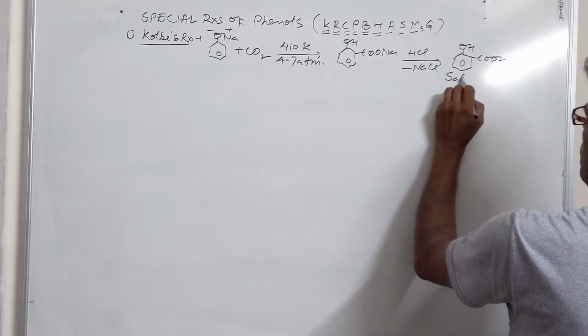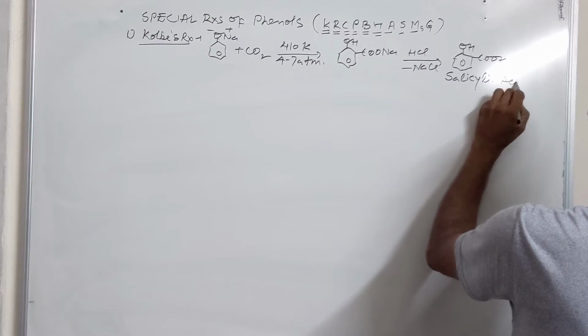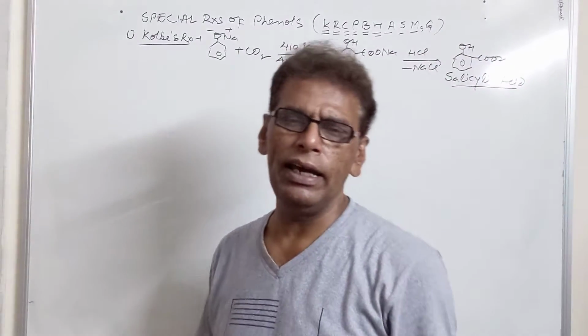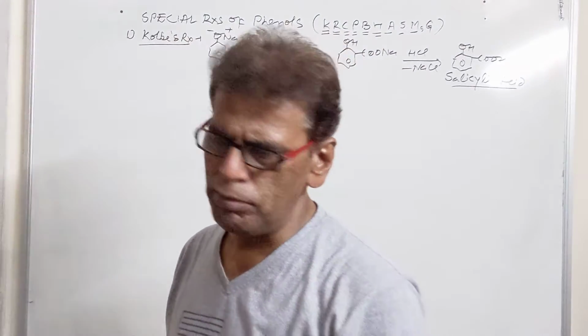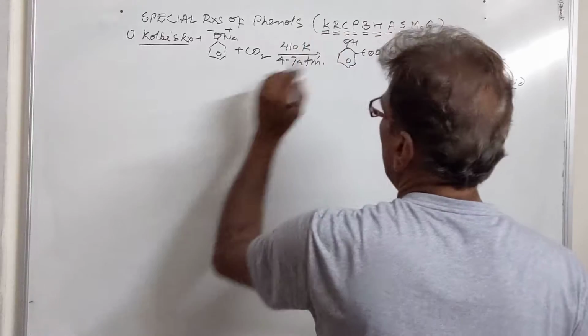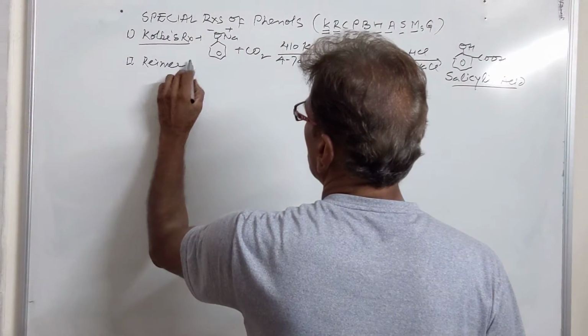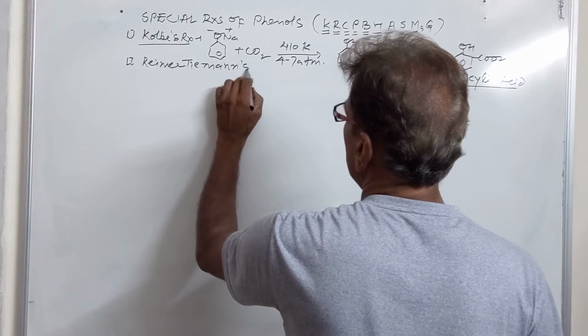Salicylic acid is a very important compound in producing analgesic medicines like anacin, analgin, aspirin. So this is a very important compound. And we have R, that is Reimer-Tiemann reaction. We have already studied this reaction.